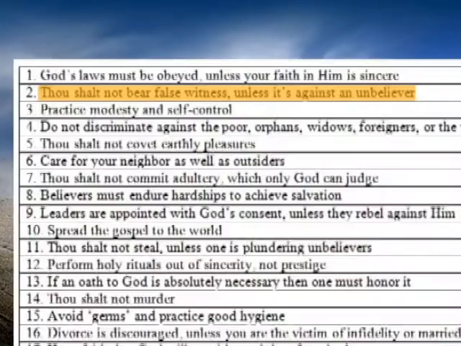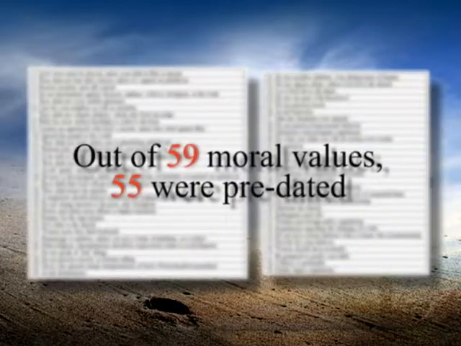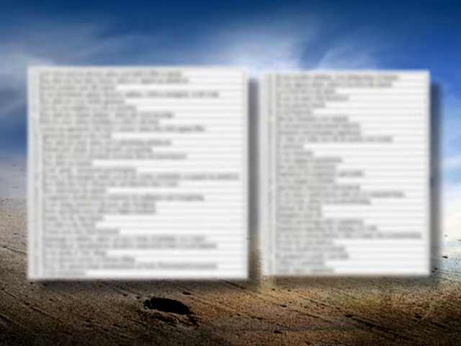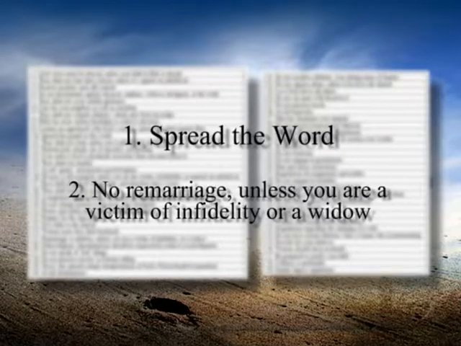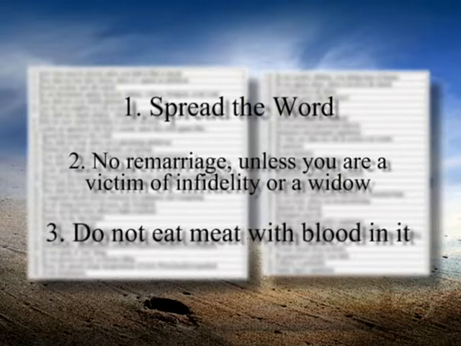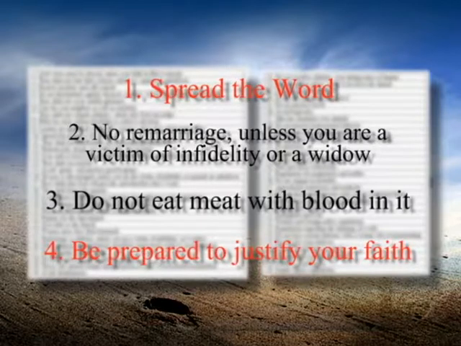So how do the other 58 moral values fare in the originality and Islam analysis? For originality, out of 59 values, 55 were predated. The 4 values that were not: number 1, spread the word, which is proselytization. Number 2, no remarriage unless you're a victim of infidelity or a widow. Number 3, do not eat meat with blood in it. And number 4, be prepared to justify your faith, which also ties into proselytization.